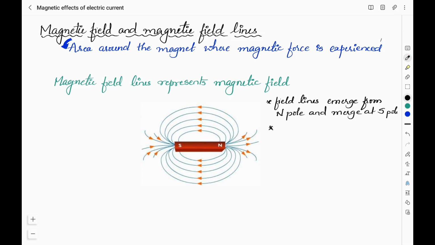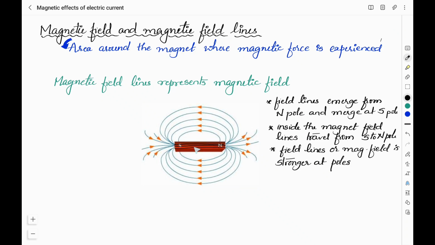The second property is that if you check inside the magnet, from the south pole to the north pole, these magnetic field lines will travel. So inside the magnet, field lines travel from south pole to north pole. Also, from the figure you can observe that the field lines are more concentrated at the poles. So the third property is that the magnetic field is stronger at the poles. And these magnetic field lines never intersect and they appear in the form of closed continuous loops. So these are the properties of magnetic field lines.